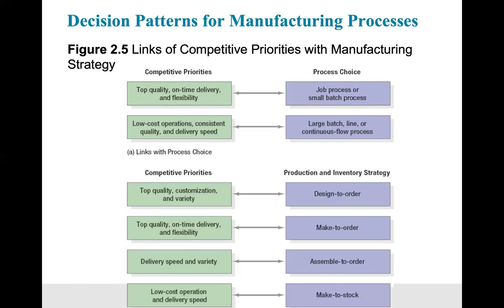Okay. So that makes it easy for a company to have a high delivery speed and to have very many different combinations in ways in which they can put that product together. Okay. And finally, for the make to stock, we're typically going to be looking at a situation where we have low cost operations and pretty high levels of delivery speed. Okay. So yeah, this is what I want to cover in chapter 2, part 1. And we're going to move on to chapter 2, part 2 in the next video.